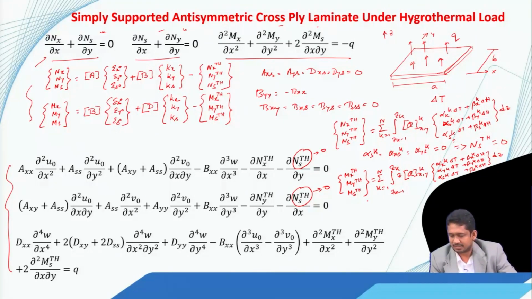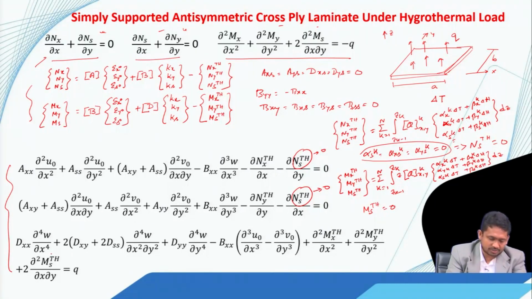So, again these quantities are 0. So, this also tells us that MsTh is equal to 0. So, this quantity is also 0.